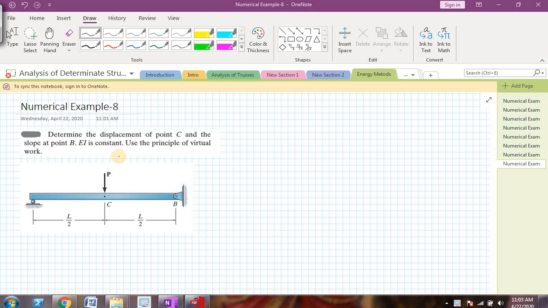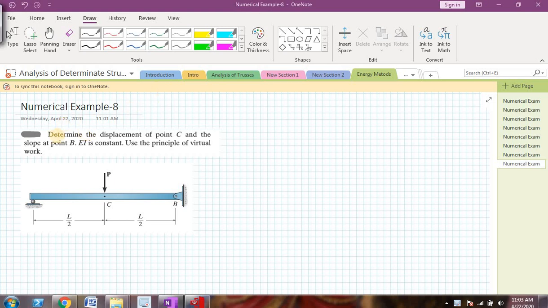So we were in the process of solving a few numerical examples on energy methods and energy principles. In the previous video I solved one simple beam in which we were able to find the deflection at the free end of the beam. Now we'll take this simply supported beam and see how to find the things.